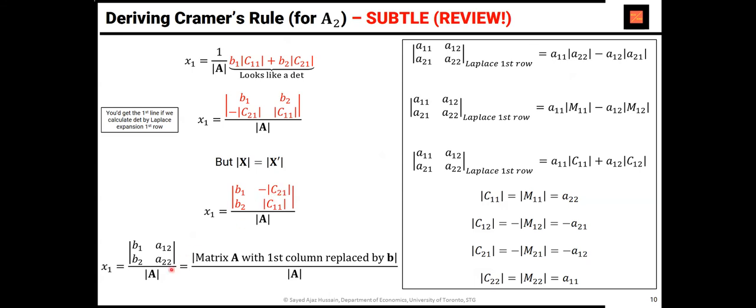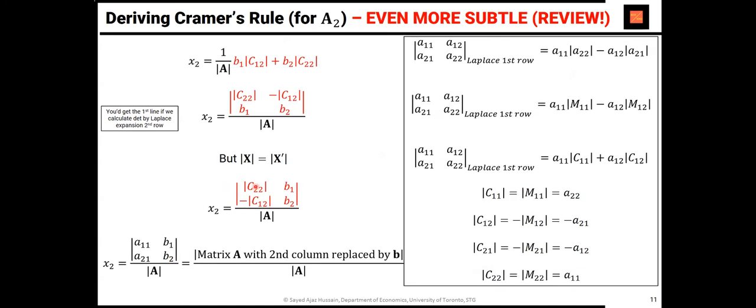How did I go from here to here? Notice that minus C21 was element minus A12, right? Sorry, C21 is minus A12. Therefore, minus C21 is plus A12. See, right here. C11 is A22. That's how I put A22 over there. The same way, C22 is, of course, A11. So I put A11 right here. C12 is minus A21. Minus A21 minus gives you plus A21.